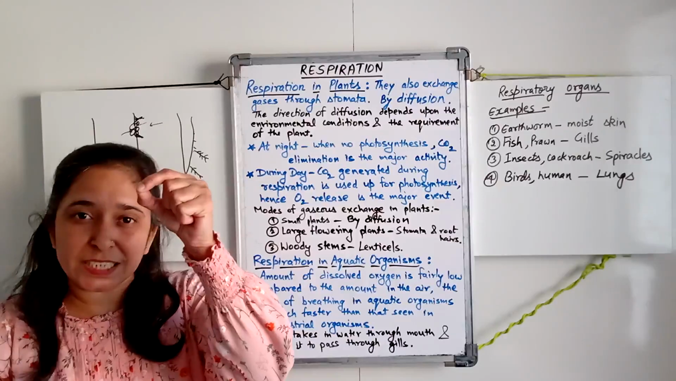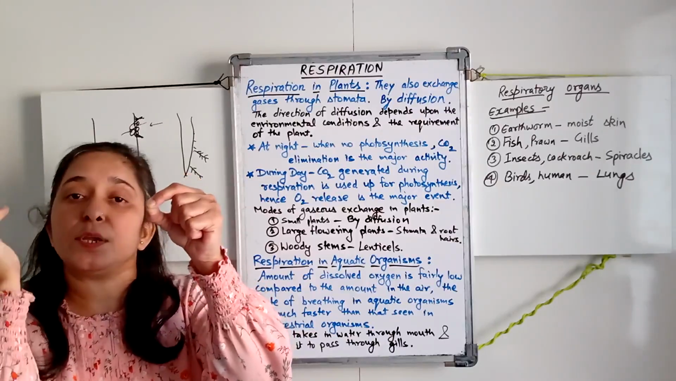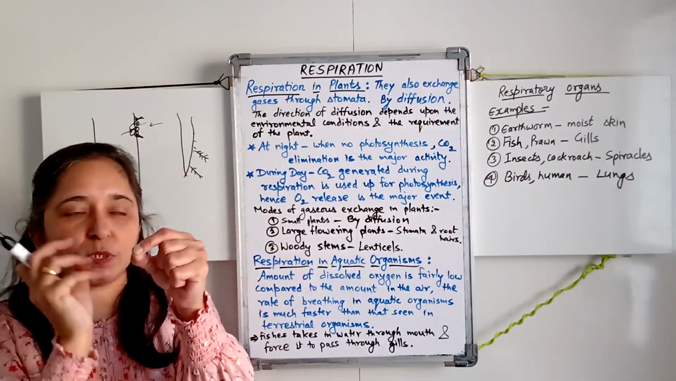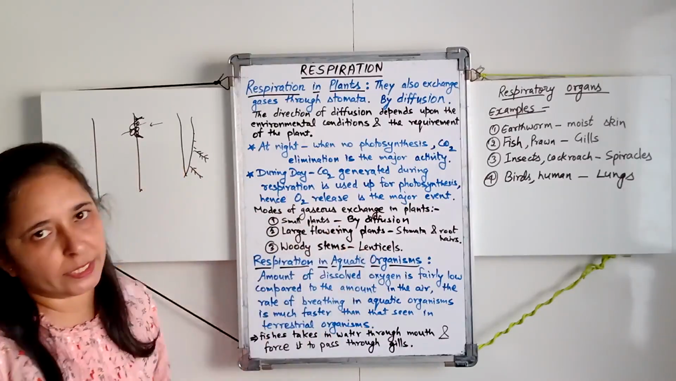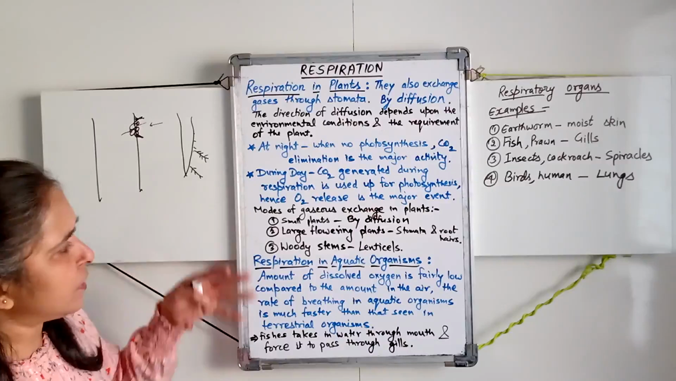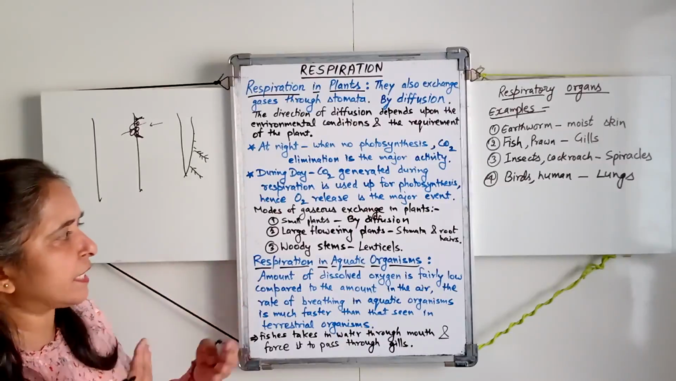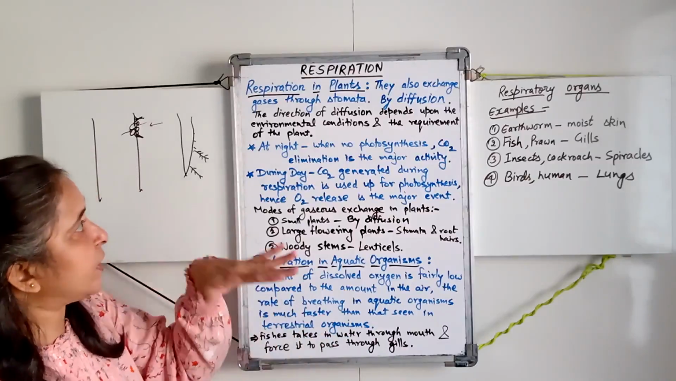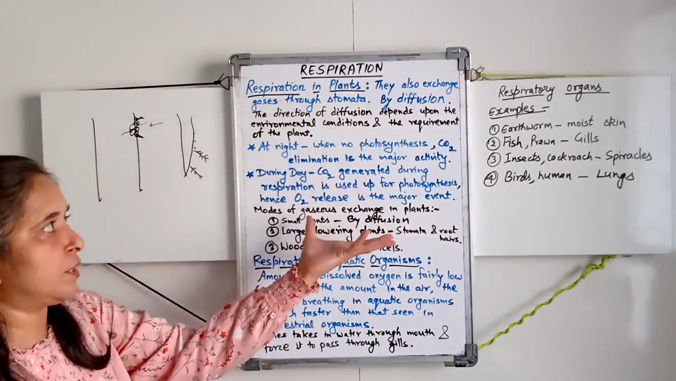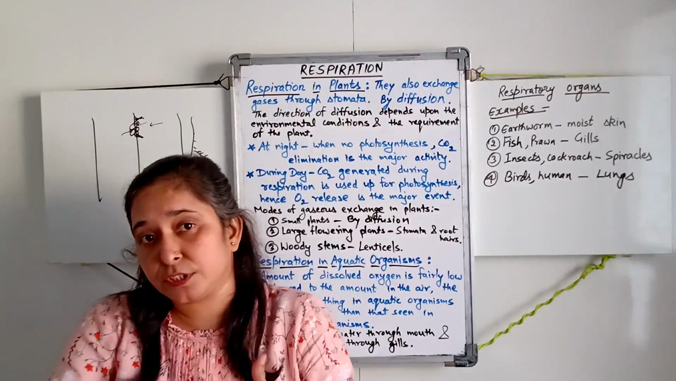So in the woody stem, the communication with the environment, the exchange of gases with the environment, takes place through these openings, and these openings are called lenticels. So these are the three simple main modes by which plants exchange gases. Now, as we have discussed, respiration in the plant takes place with the help of the stomata by the process of diffusion.